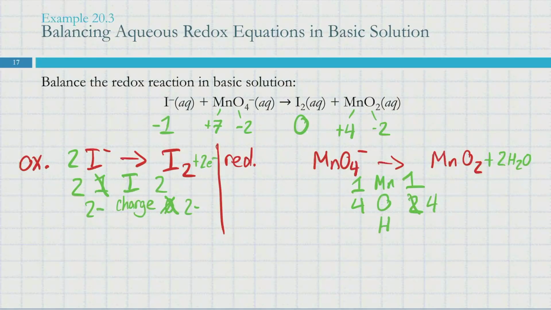And now we've got hydrogens to balance out. We've got 4 hydrogens on the product side. To get those balanced, we can add 4 H pluses on the reactant side, and now we're balanced out with respect to mass, so we can move on to charge.